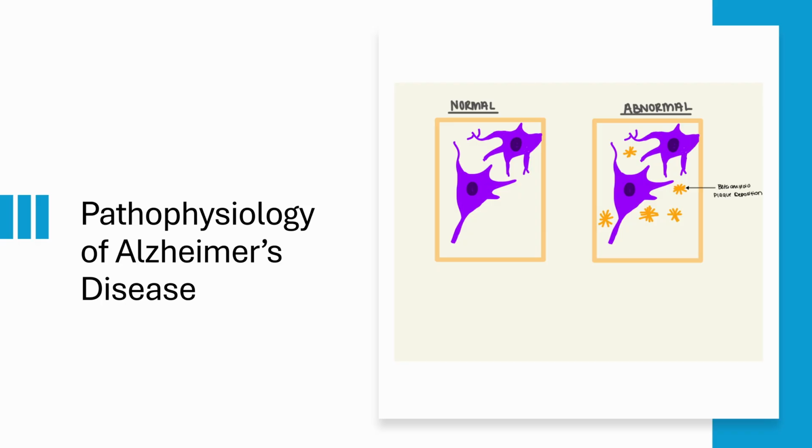This image just shows a close-up picture of two neurons and the beta amyloid plaques that are accumulating, which, as you can see, may cause an issue in communication between one neuron and its subsequent neuron.